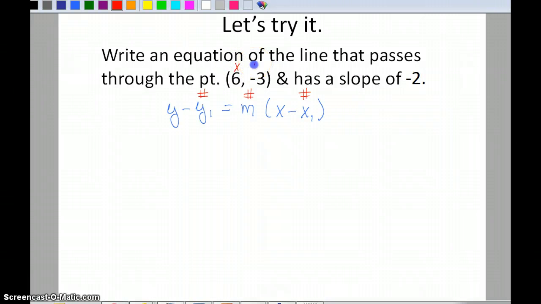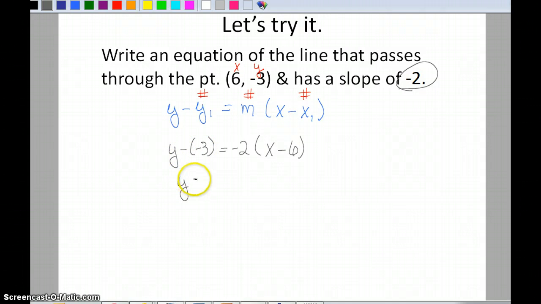Well, there's my x value, there's my y value. I really don't have much work to do. So now I have y minus -3 is equal to my slope, which is -2, times x minus 6, close parentheses. Am I finished? Nope. I have a double negative. Your English teacher just sent you back to your desk to rewrite that. So now I have y plus 3 is equal to -2 times x minus 6.